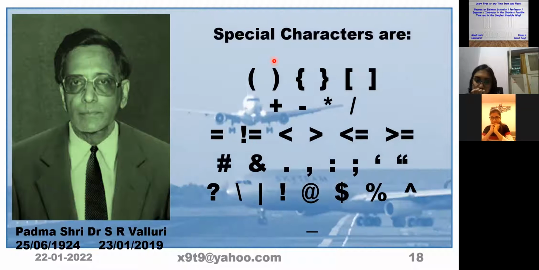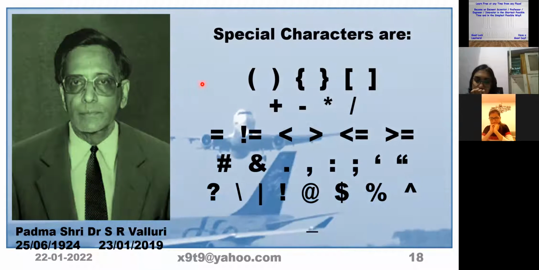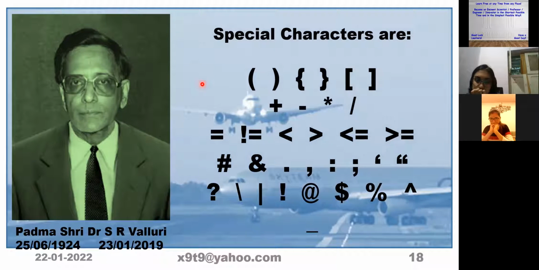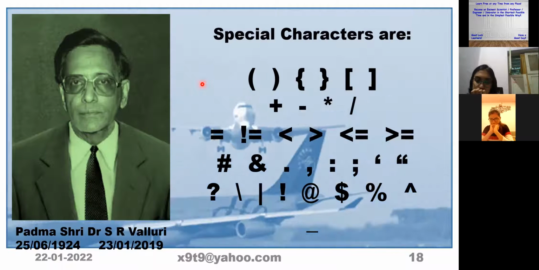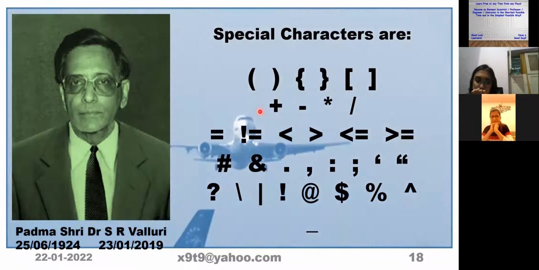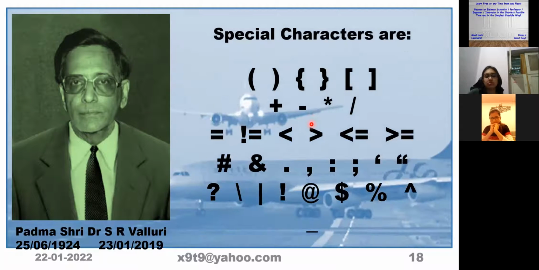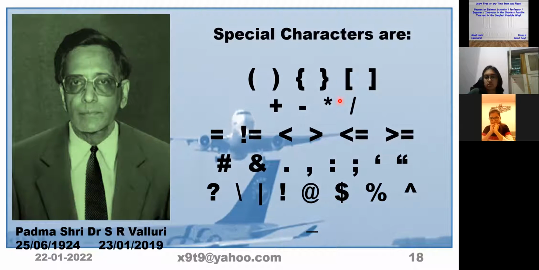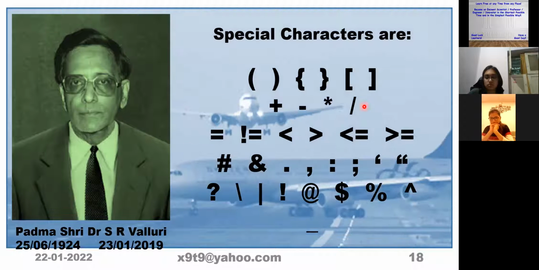Then we need some type of symbol between different quantities for doing arithmetic operations. So we have 4 symbols: plus for addition, minus for subtraction, the star symbol for multiplication, and division is this one, which is called the slash.